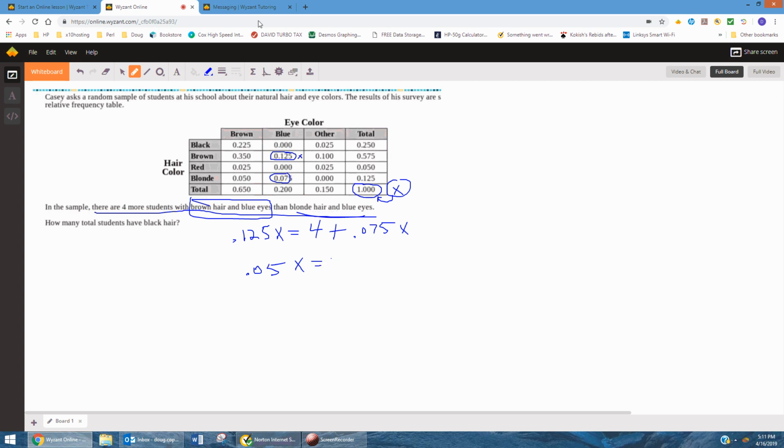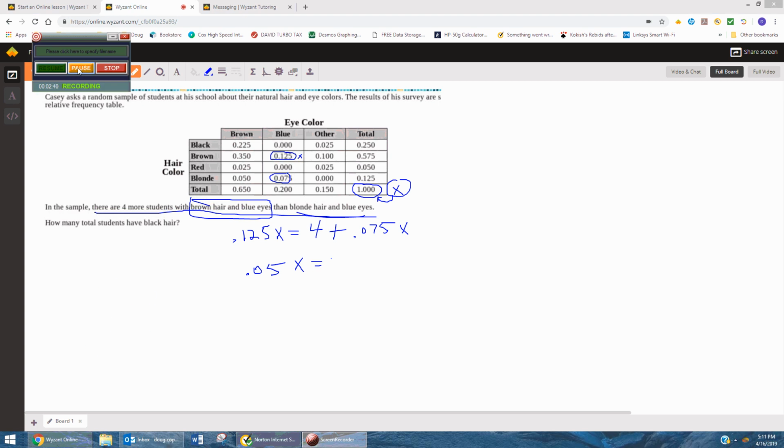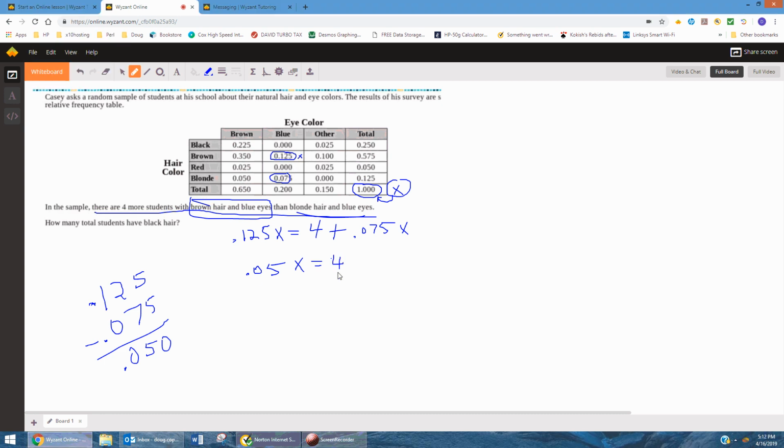Whoops. Wait a minute, let me pause the video here. I just wanted to make sure I did that calculation correctly in my head. 0.05x equals 4. So I divide both sides by 0.05, or multiply by the reciprocal of 5/100ths. That's 4 times 100 over 5. That looks like 80. So it looks like 80 students were surveyed.